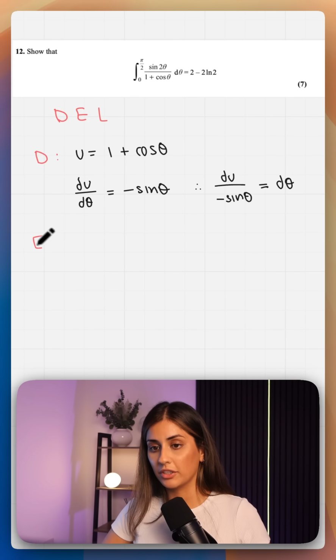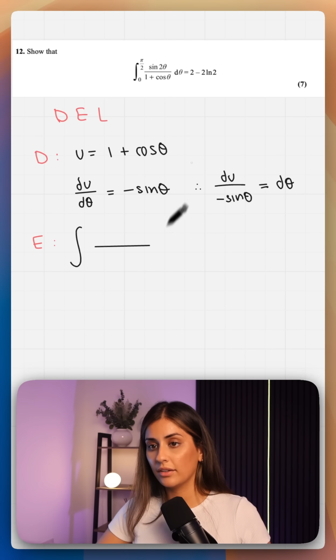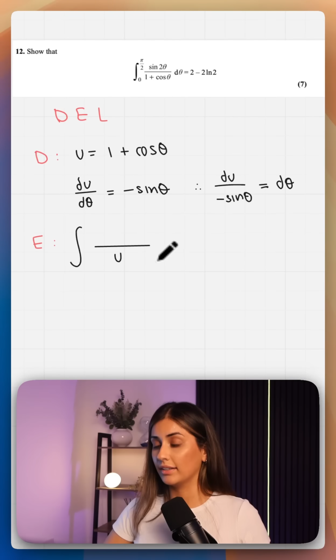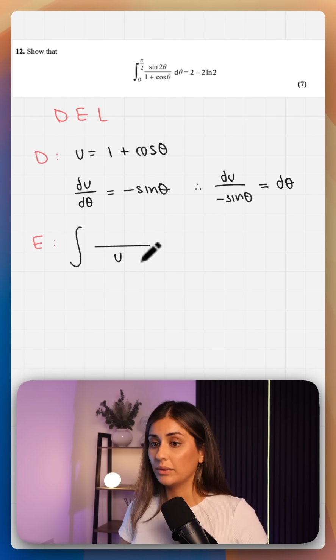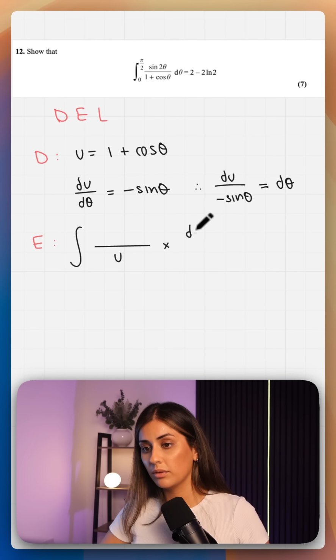Let's deal with our expression next. So on the denominator, u is 1 plus cos theta. We can leave that as it is. On the numerator, we have sine 2 theta. We've also got d theta, which we know is du over minus sine theta.